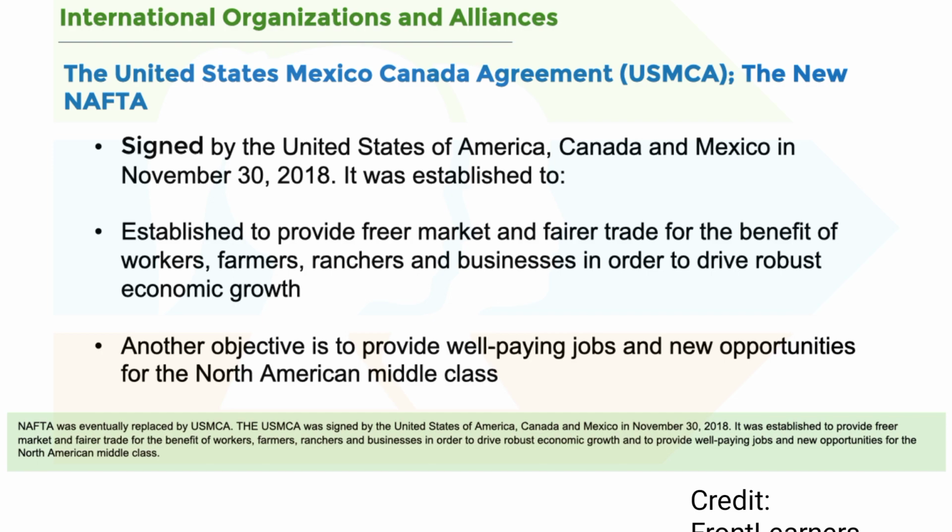NAFTA was eventually replaced by USMCA. The USMCA was signed by the United States of America, Canada, and Mexico on November 30, 2018. It was established to provide free market and fairer trade for the benefit of workers, farmers, ranchers, and businesses in order to drive robust economic growth and to provide well-paying jobs and new opportunities for the North American middle class.